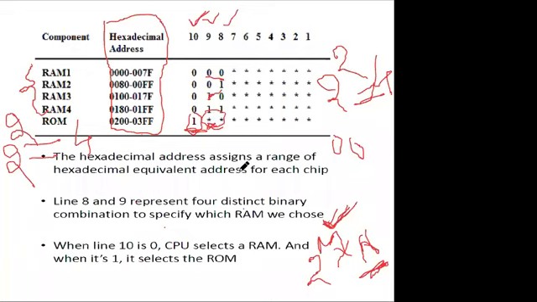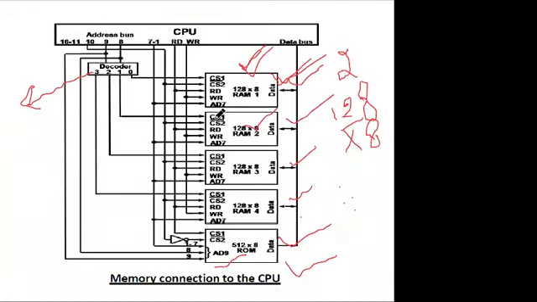So the classification is done on the basis of the combination of these two bits. This is regarded as chip select, basically. Which chip has to be selected at which time?